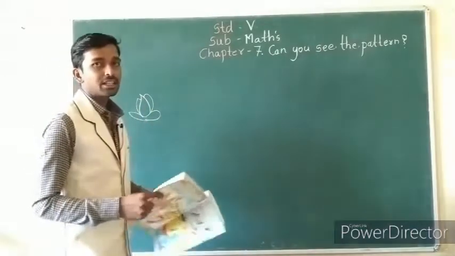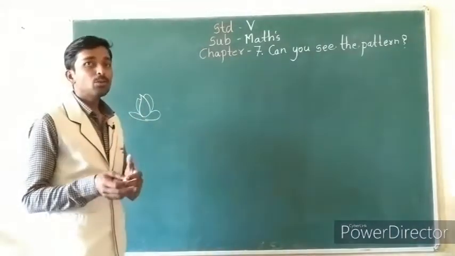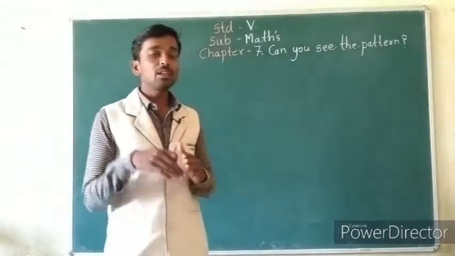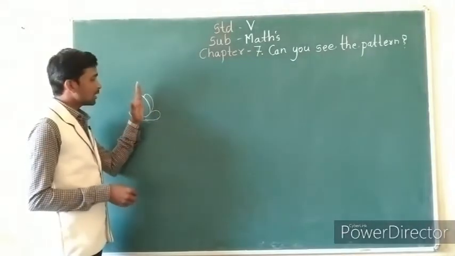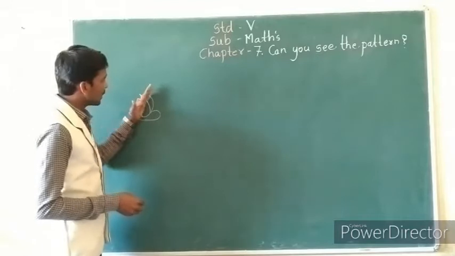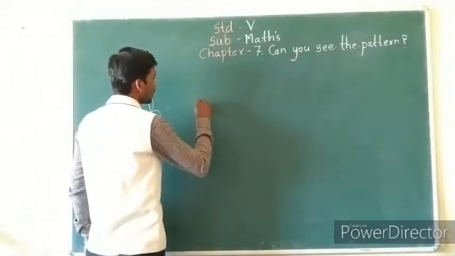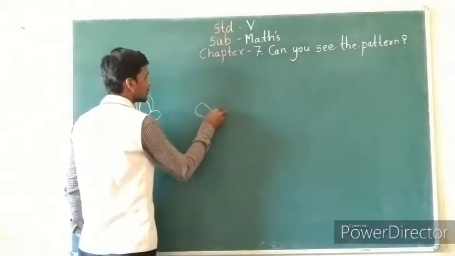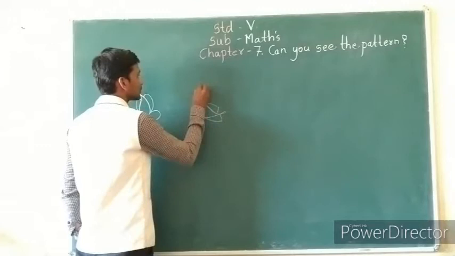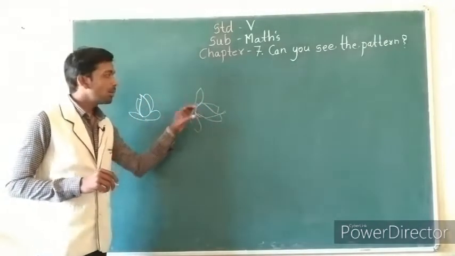Like that flower. So this is the first one. When one fourth turn, one fourth means one part. In that four parts, one part we can turn. So this is in vertical direction, so it goes like this, means that shape looks like this. That flower looks like this.